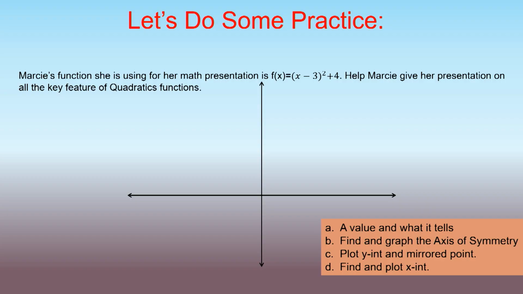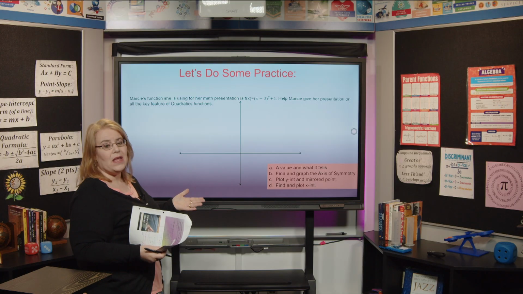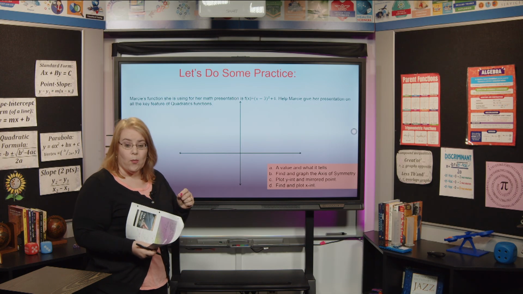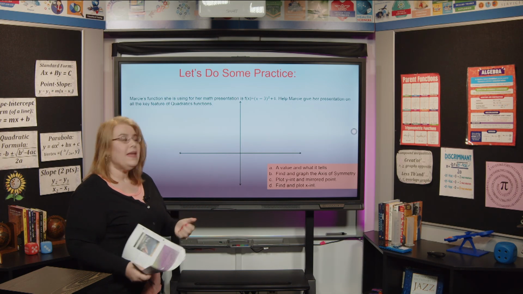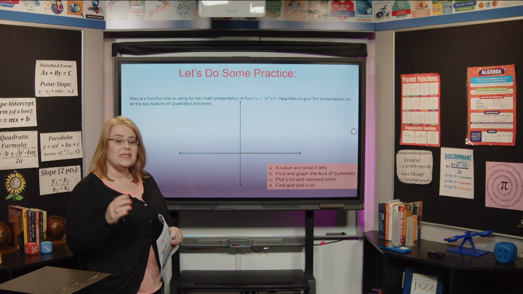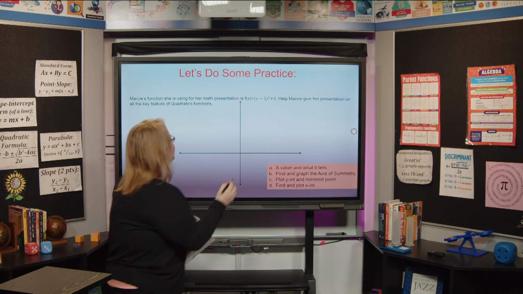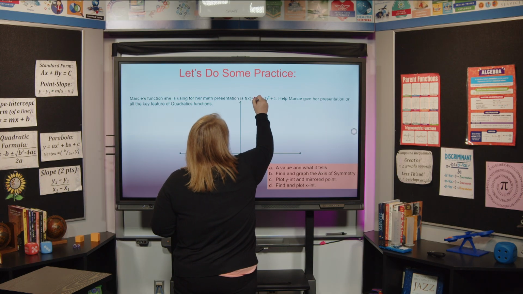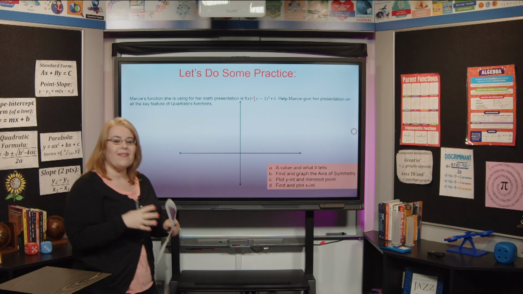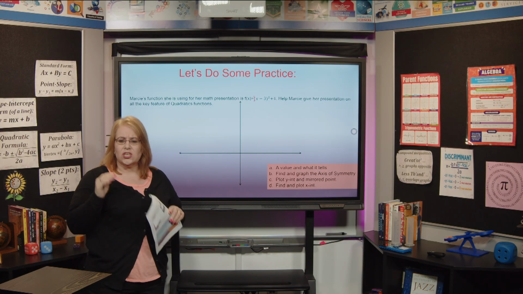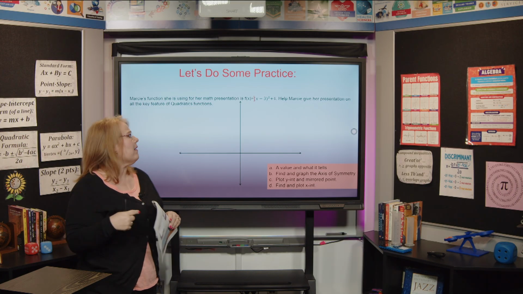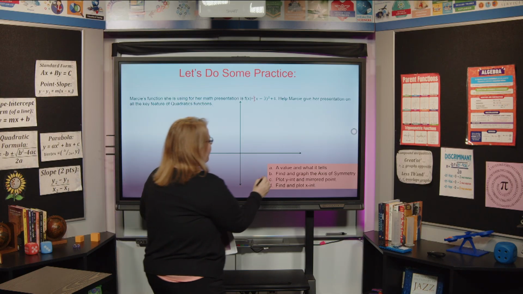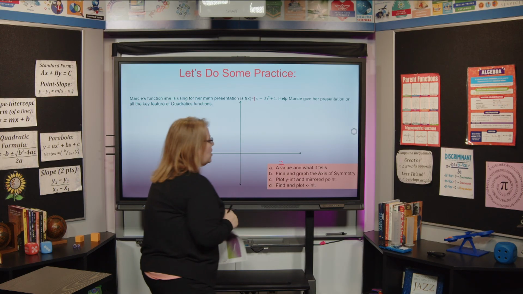First of all, I need to tell what my a value is. Well, you may be looking at your page or looking at my screen and saying, Ms. Killen, I don't see an a. Well, just because I don't see a number does not mean there's not one there. If I don't see something, that means it's an understood 1. So if you need to put that 1 there just so you can have that placeholder, that's okay. That's a good way of thinking about it. So my value of a, I'm going to say is 1.